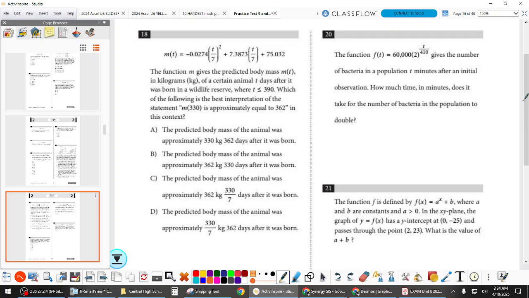Just ignore every other word on here. What does that thing mean? Okay. So the mass of this animal 330 days in is what that says, right? In context. What is its mass 330 days in? It says it's approximately 362. So, which answer is that? Yeah, so B. There's a lot of words there to figure that out, right? Exactly. Yeah, it's all notation.